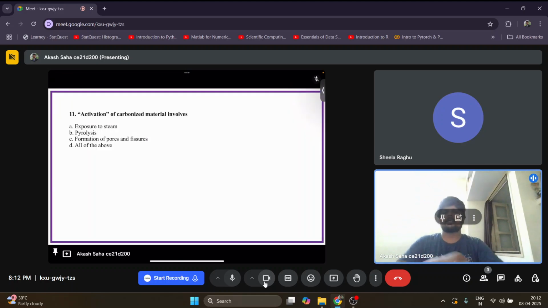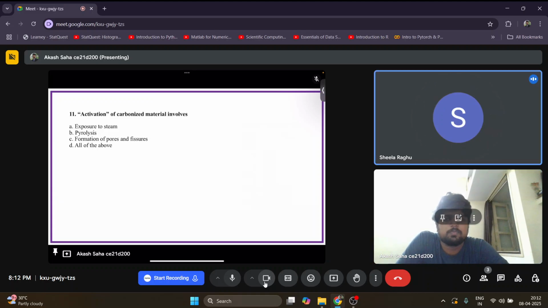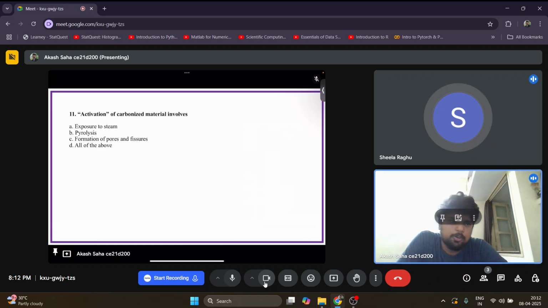It says that activation of carbonized materials involves exposure to steam, pyrolysis, formation of pores and fissures, all of the above. So what do you think activation means for carbonized materials like activated carbon? What does activation mean? Formation of pores and fissures, sir. Yeah, formation of pores and fissures is correct.